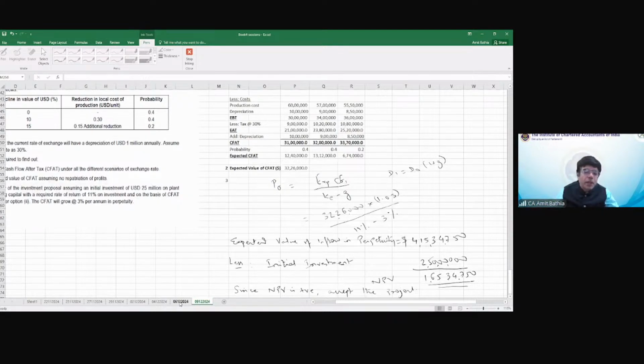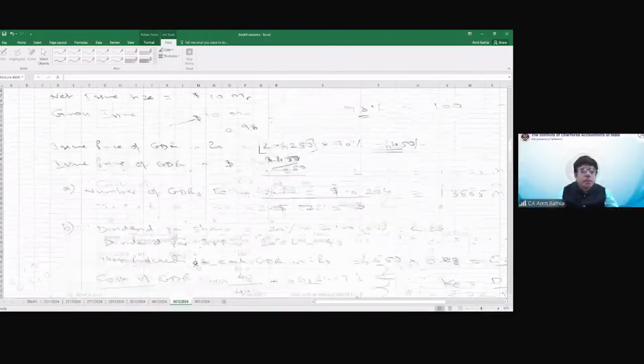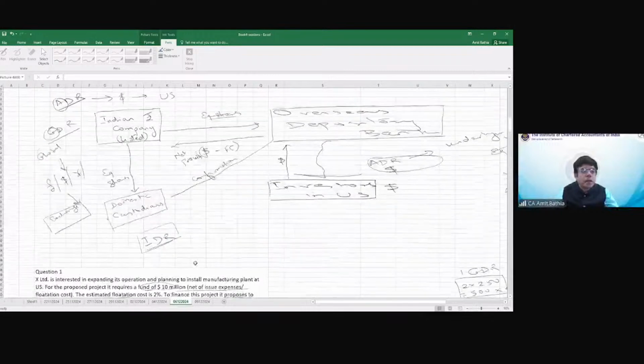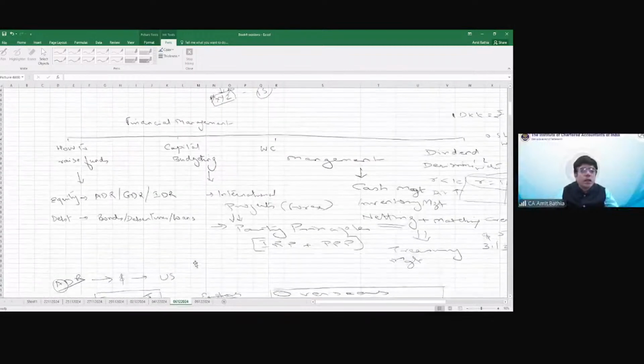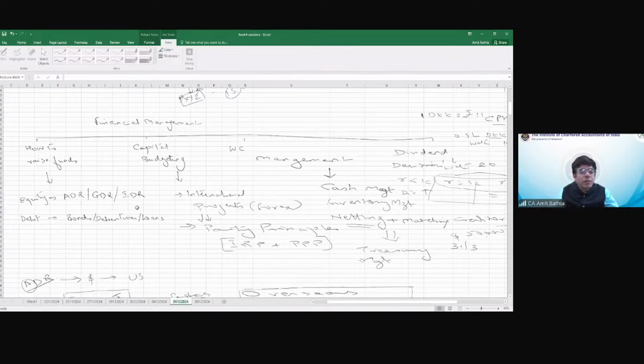All right. Now, in the previous session, I'm going to take you back to the start. Remember, we had discussed this over here. How to raise funds. So we looked at equity by ADR, GDR issue. We have looked at capital budgeting, right? Where we have looked at international projects using both IRP and PPP wherever we were using home currency approach as such, right? Yes, sir. Then we looked at working capital management also.